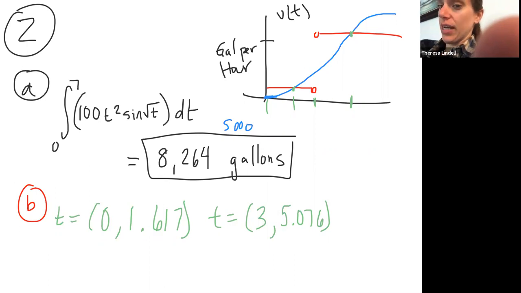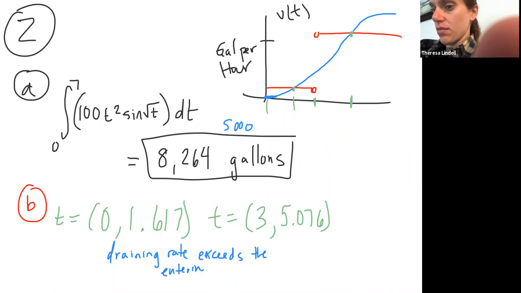Just put something like the draining rate exceeds the entering rate in these places. Or I guess we should say intervals is a more specific word.